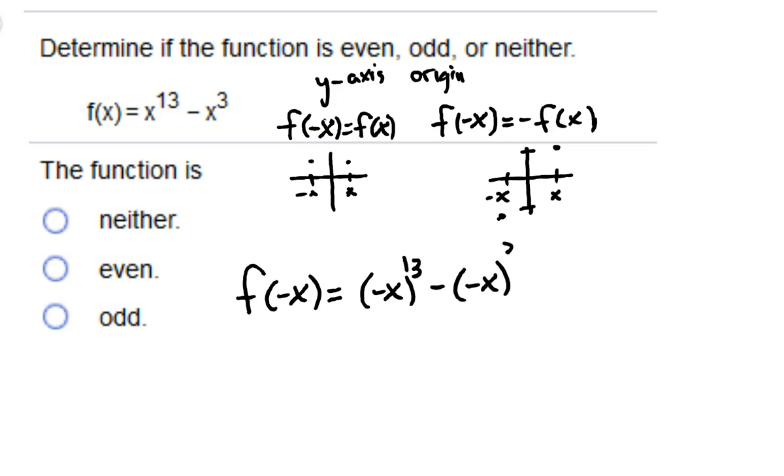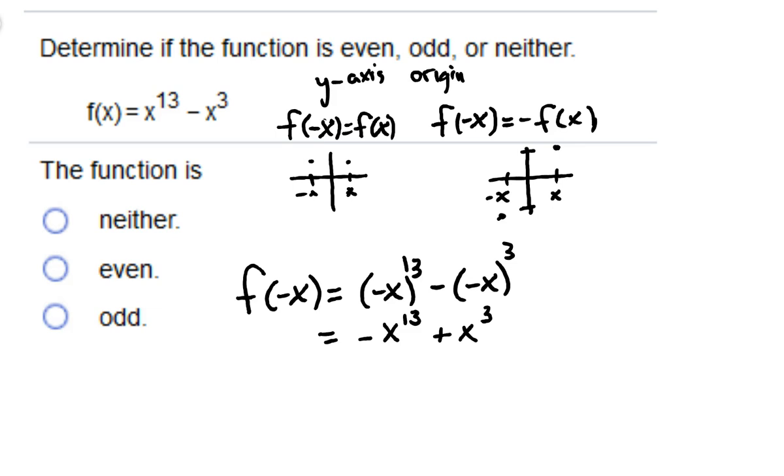So if I substitute a negative x in, I get negative x to the 13th minus negative x to the 3rd. To simplify, this would be negative x to the 13th plus x to the 3rd. That's because negative x to the 13th has an odd number of negatives, so that's going to still be negative. And negative x to the 3rd has an odd number of negatives, so that will still be negative. And because of this other negative, negative and negative become a positive.